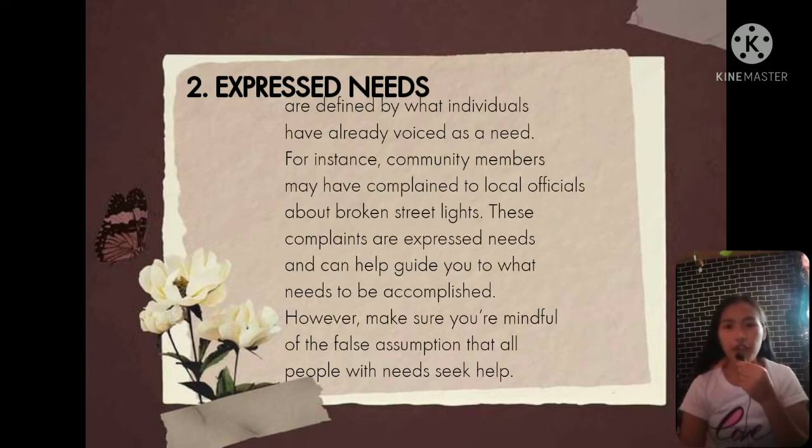Expressed needs are defined by what individuals have already voiced as a need. For instance, community members may have complained to local officials about a broken street light. So, these complaints are expressed needs to be accomplished. However, make sure you're mindful of the false assumption that all people with need will seek help. So, expressed needs are the needs which they say they have.